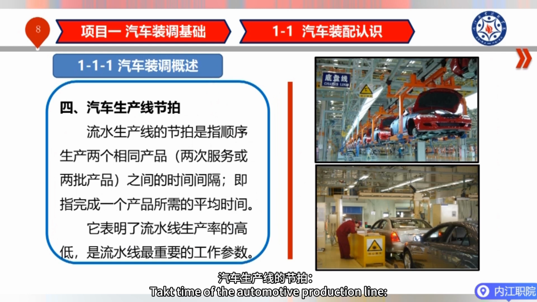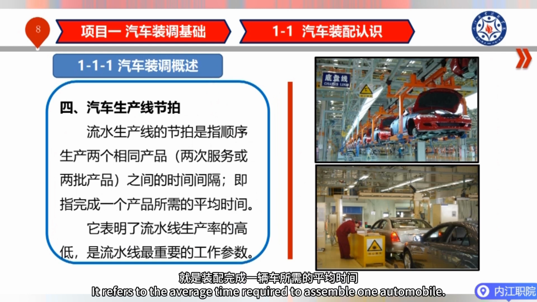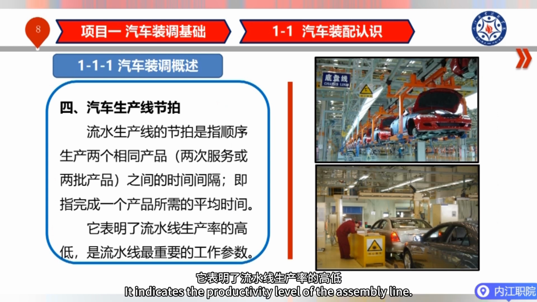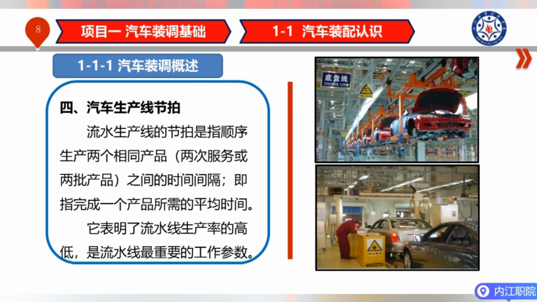Takt time of the automotive production line refers to the average time required to assemble one automobile. It indicates the productivity level of the assembly line.